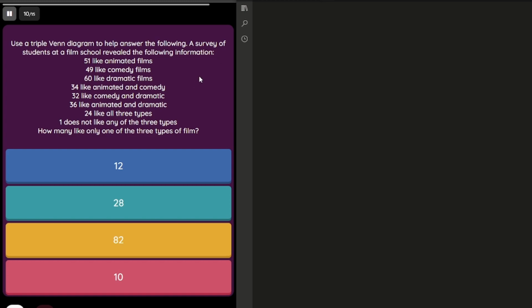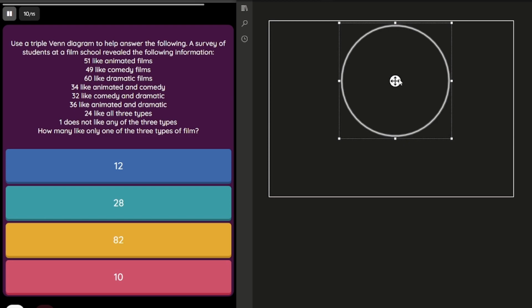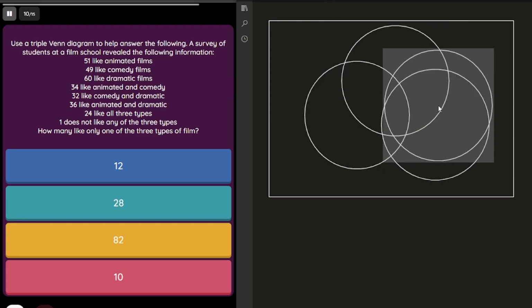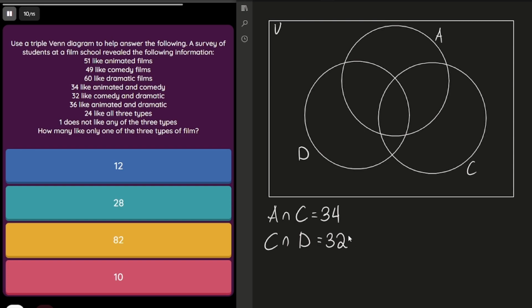Let me just draw the Venn diagram for this. Our universal set here, a circle for animated, another circle for comedy, one last circle for dramatic films. Label this as U, animated, comedy, dramatic. Let me also write the given in set notation. 34 for animated and comedy, 32 for comedy and dramatic, 36 for animated and dramatic, 24 who like all three, and only one who does not like any of the three. Let's fill up the Venn diagram to answer the problem.